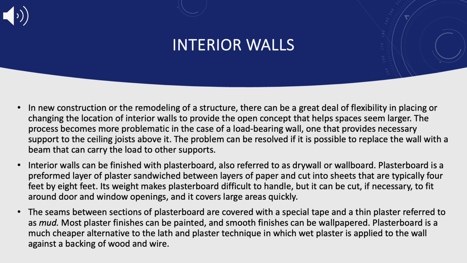The seams between sections of plasterboard are covered with a special tape and a thin plaster referred to as mud. Most plaster finishes can be painted, and smooth finishes can be wallpapered. Plasterboard is a much cheaper alternative to the lath and plaster technique, in which wet plaster is applied to the wall against a backing of wood and wire.